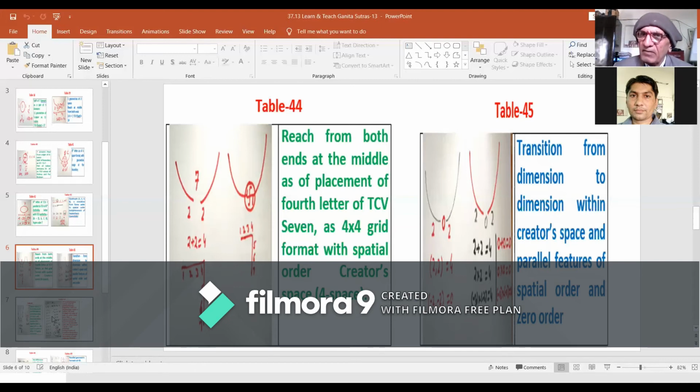Table 45 is bringing us face to face with the transition from dimension to dimension within creator's space and parallel features of spatial order and zero order. You see, 2 plus 2 is 4. 2 multiplied by 2 is 4. Minus 2 multiplied by minus 2 as well is 4.